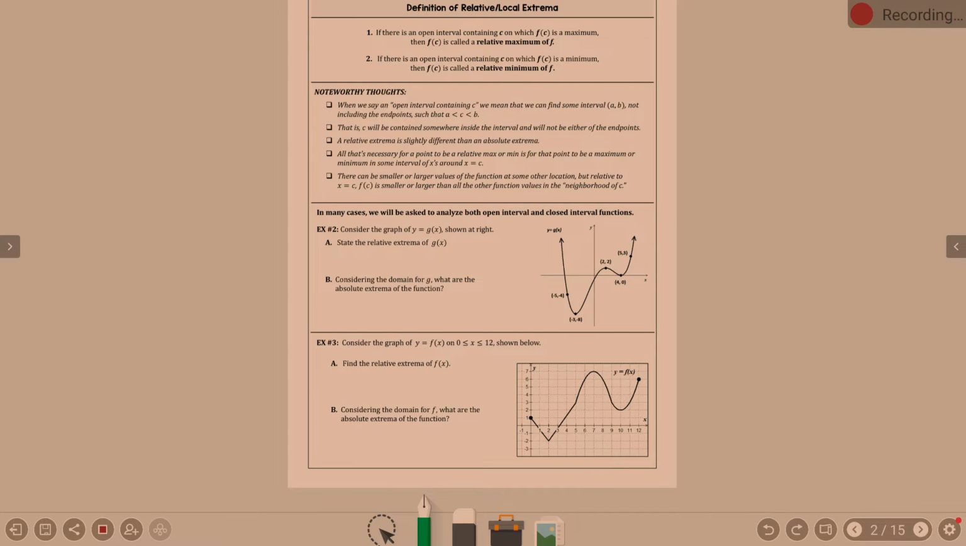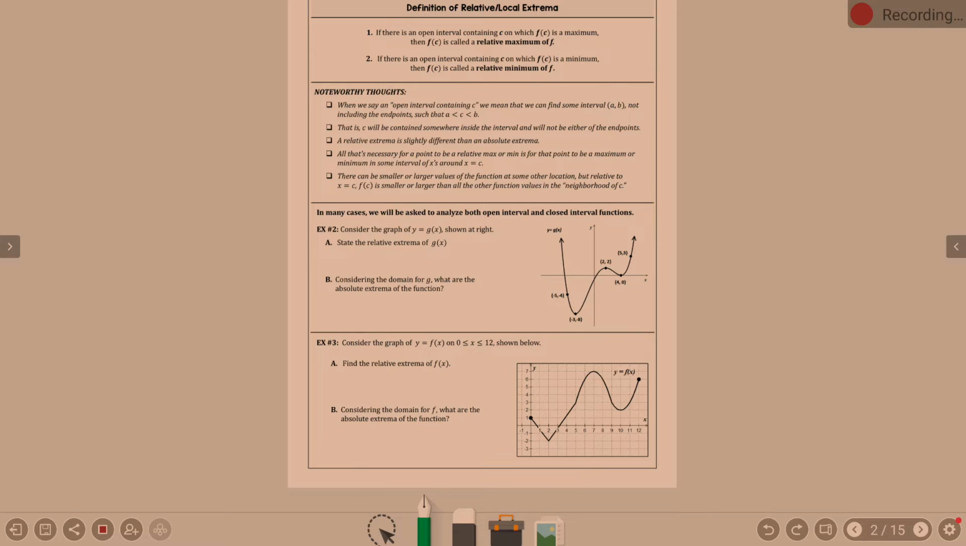Some noteworthy thoughts is how it's listed here. When we say an open interval containing C, we mean that we can find some interval A to B, not including the endpoints, such that C is in that interval. So open interval means not including the endpoints, and that C is in between A and B somewhere. C will be contained somewhere inside the interval and will not be either of the endpoints.